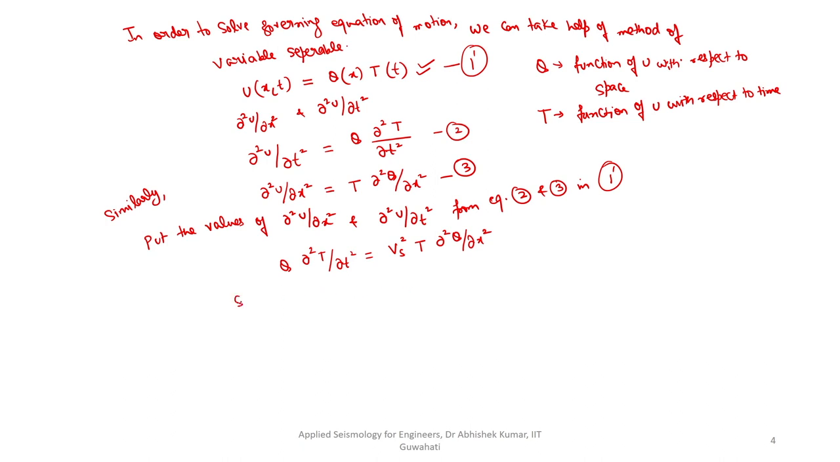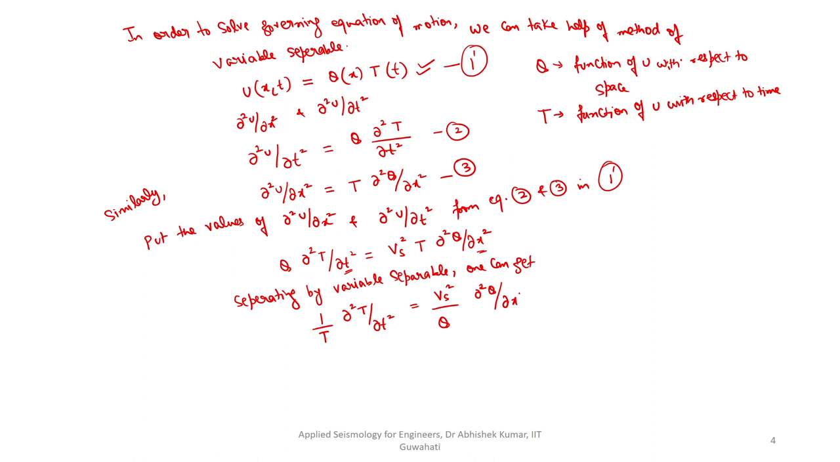If you go with separating by variable separable, you can see this is with respect to time, this is with respect to space. So what we can do is 1 over t dou square t over dou t square equals Vs square over q dou square q over dou x square. Assume this particular thing as minus omega square.